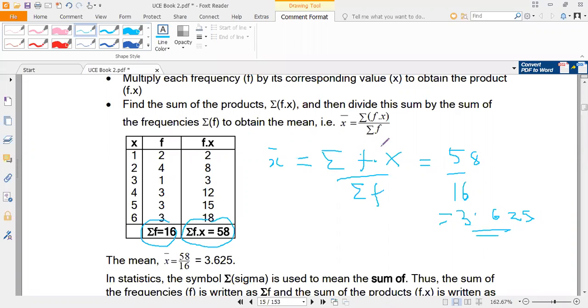So basically, this formula here, we shall also be using quite often to find the mean for ungrouped data, where we are given frequencies for ungrouped data. We use this formula here.